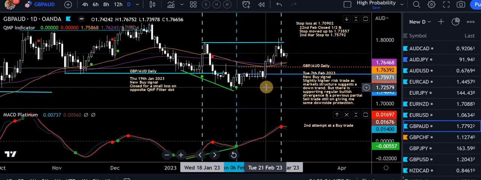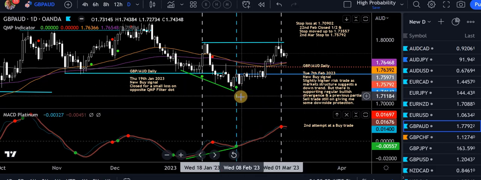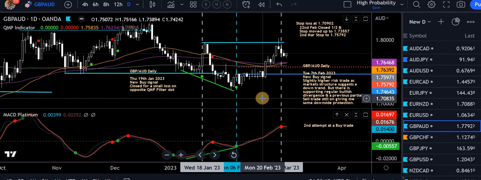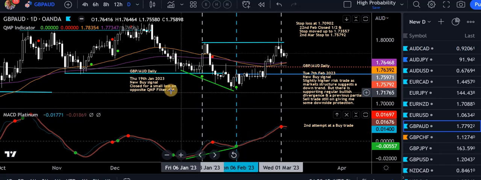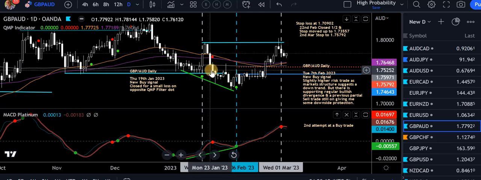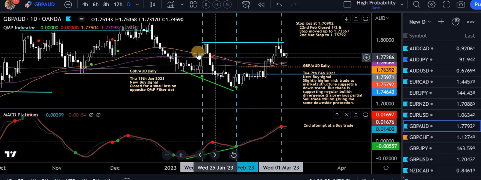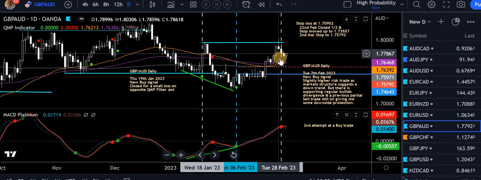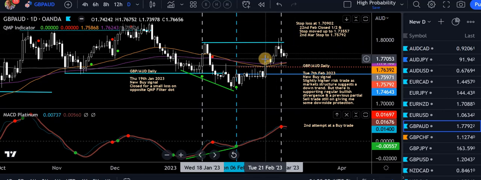Pound Aussie, in a buy back here on the 7th of Feb, and what have I done? Second attempt at a buy trade. You had to go there and failed. This was a buy in here, and we closed on the opposite QMP for the dot, and we took another buy in here. And we got up to this previous high, and what have I done? Stop loss second. Oh, closed half 22nd of Feb.